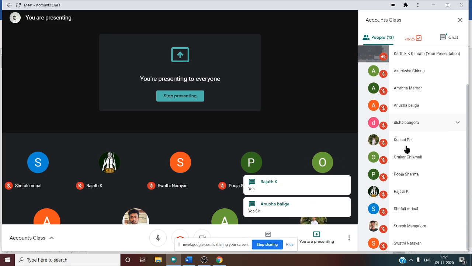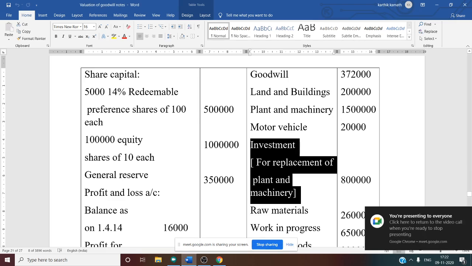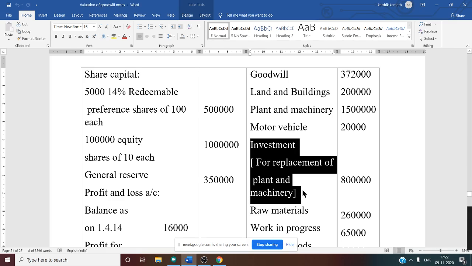Yes, fine. I lost the connection in between. So we were discussing problem number 9, and the investment we were talking about. The investment is regarding the replacement of plant and machinery. That is why we should take it as a trading asset.